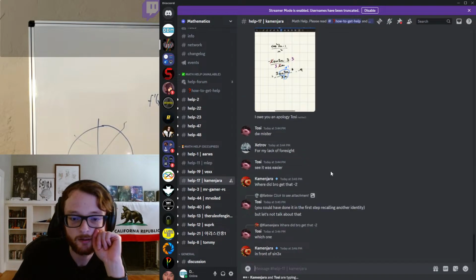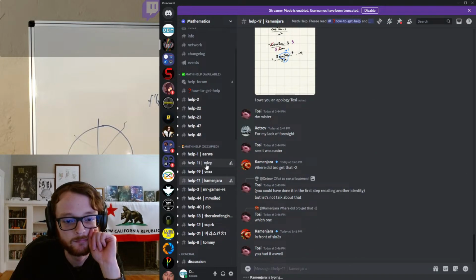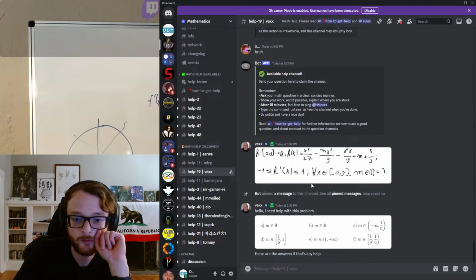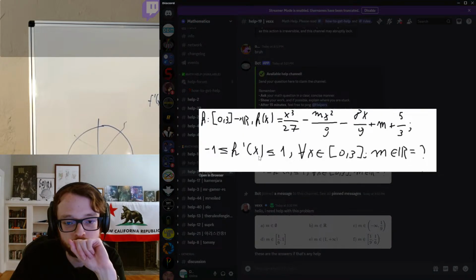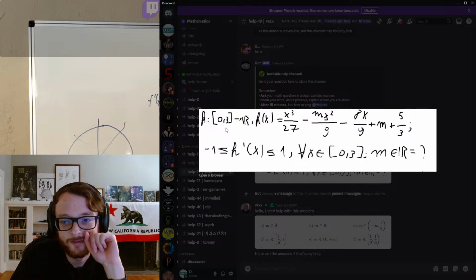Let's see if they get back. That one's actively being worked on. What's happening here? This looks like physics, because I just see M's and that makes me think of mass. That's all the reason why I think it's physics. It's actually not. What's the question?